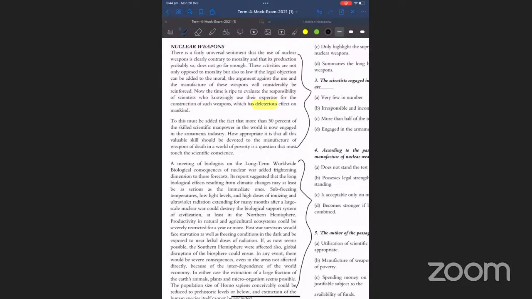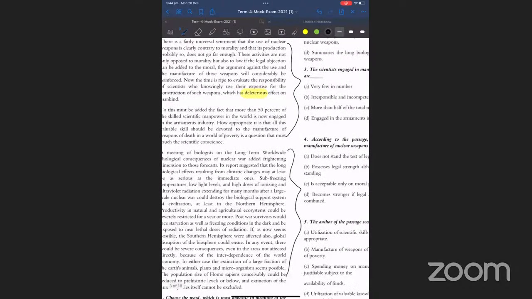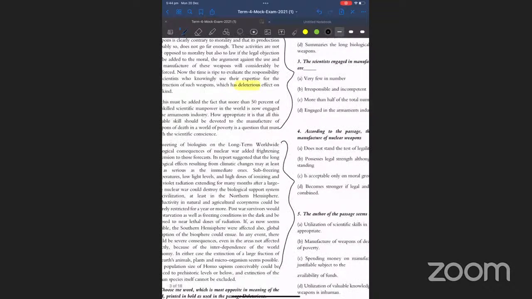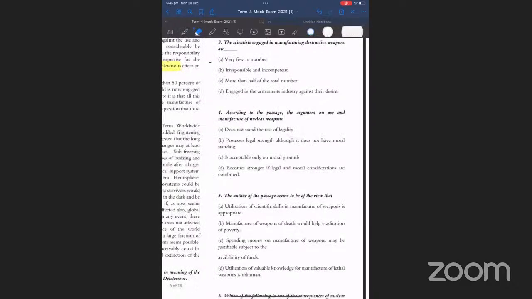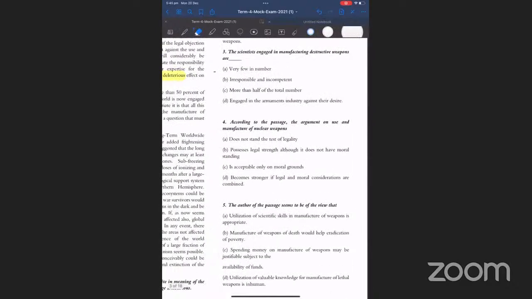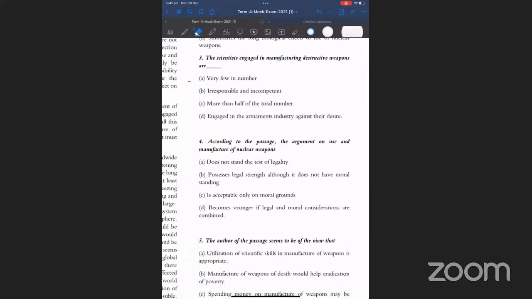Yeah, so I'd say B is the most correct answer. All right. Next. You didn't want 3, right, Kanchi? But let's just do it again. The scientists engaged in manufacturing destructive weapons are very few in number, irresponsible and incompetent, more than half the total number engaged in the armaments race against their desire.